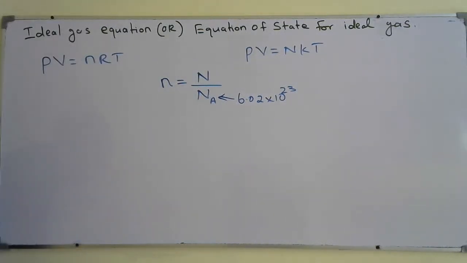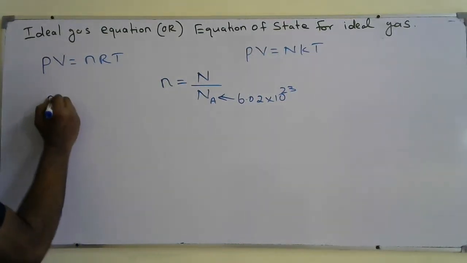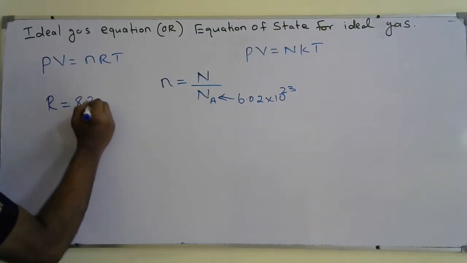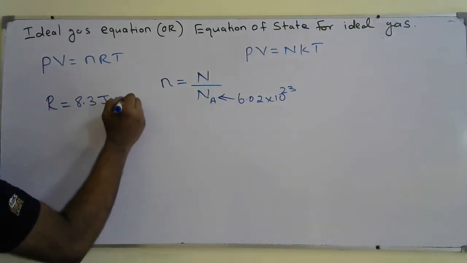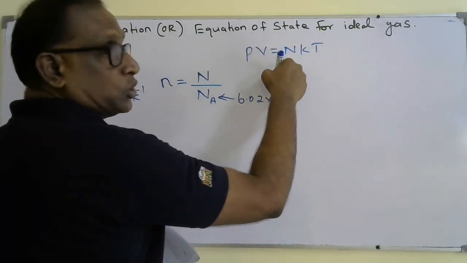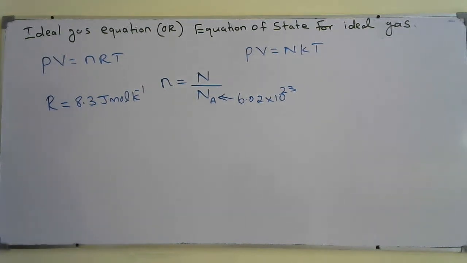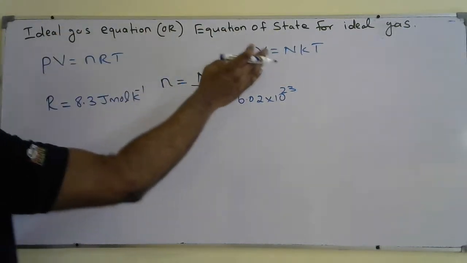Okay, so here n is the number of moles, R means the universal gas constant, 8.3 joule per mole per Kelvin. Here N is the number of gas particles. K is the Boltzmann constant. I already gave it, that is 1.38 × 10^-23. So it's not an issue. Either equation you can use, no problem.